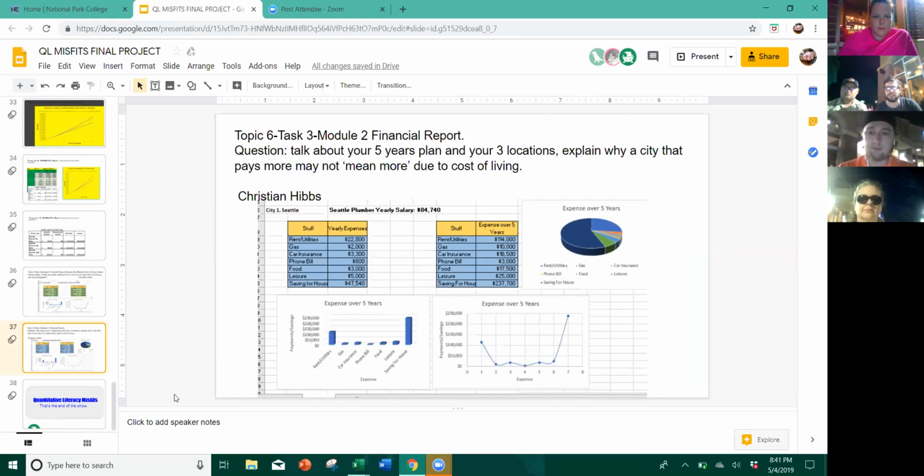The most expensive place was Seattle. Chicago was surprisingly cheaper than Seattle. You just spent more, and you actually saved money in Chicago because of all the public transportation.